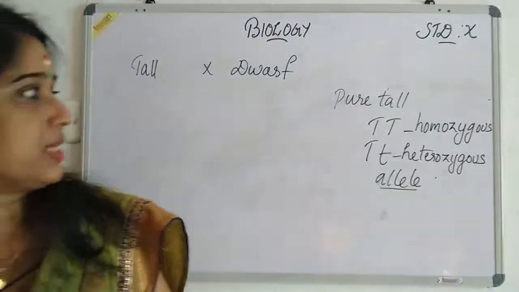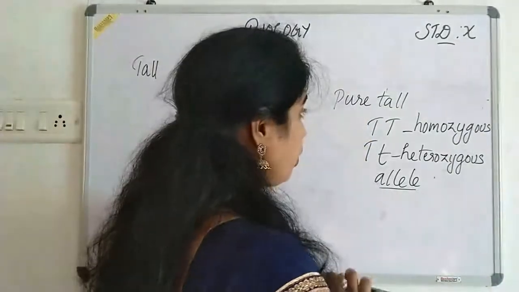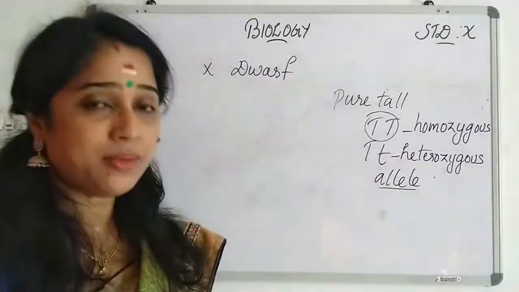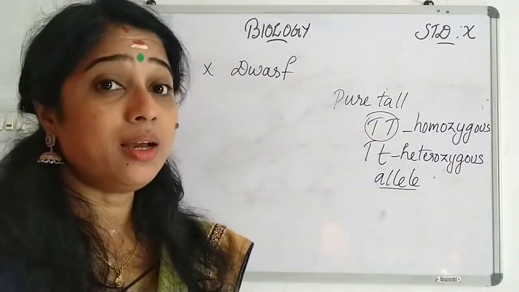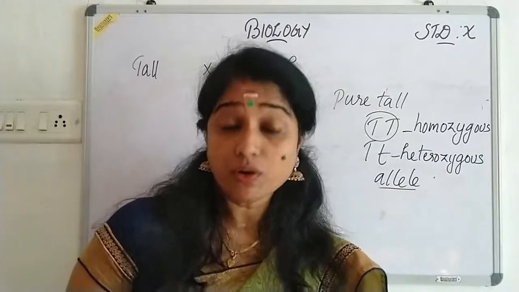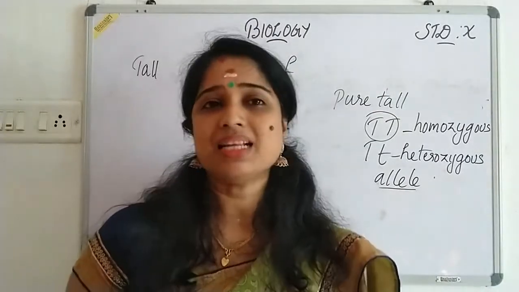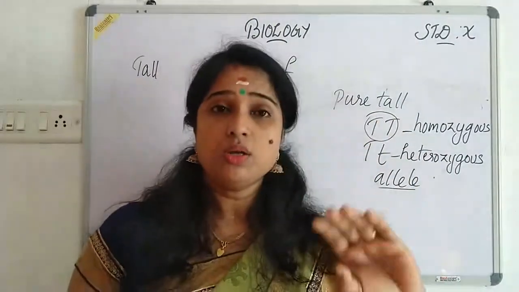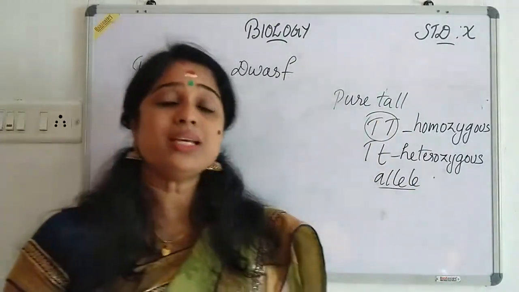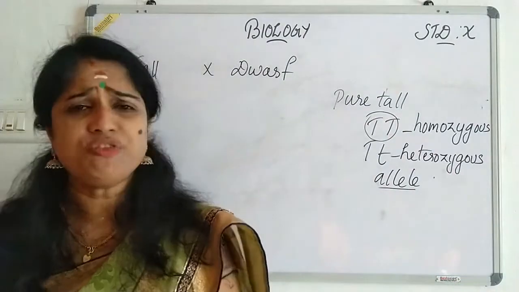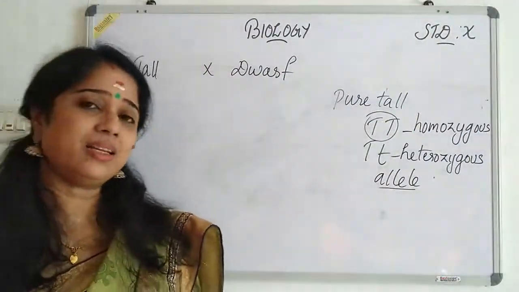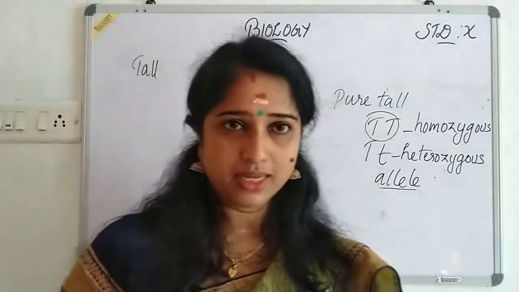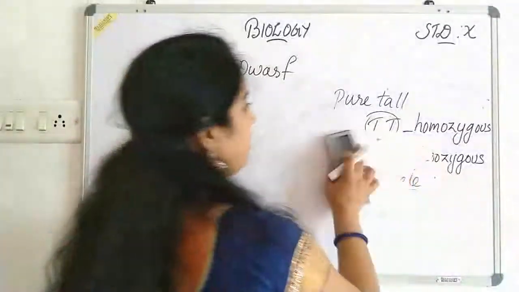Clear? Yes. So why does pure tall mean what? Both the T should be the same. Otherwise, the result will not be sufficient enough for him to find out the correct answer for his question. Clear? So these two should be pure tall. You may have a doubt how he selected pure tall. After doing a lot of experiments and after he selected the genetical makeup, he could manage to find out which one is the tall plant. Clear? Yes, pure tall. That is very, very important.